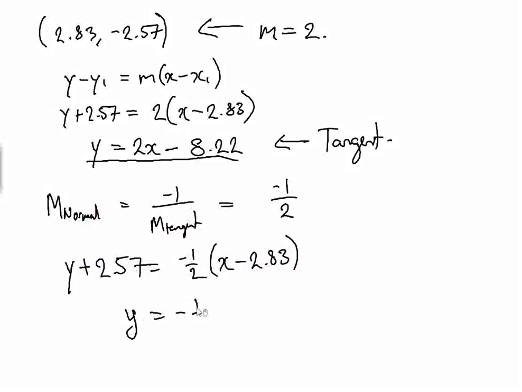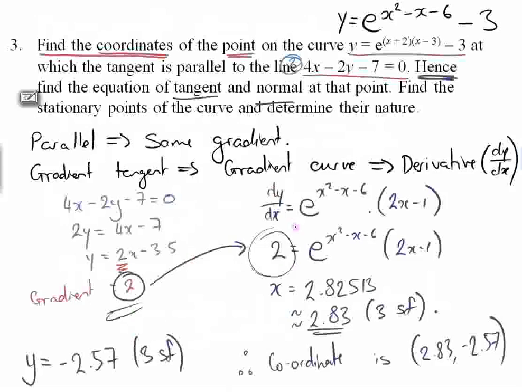And when we rearrange, what do we get? We get y is equal to negative a half x. I think it's going to be minus 1.16. And this is my normal. Last thing. So this is the hence. Done this part? Done this part? Good. Find the stationary points of the curve and determine their nature.